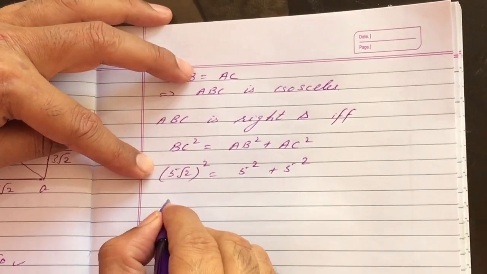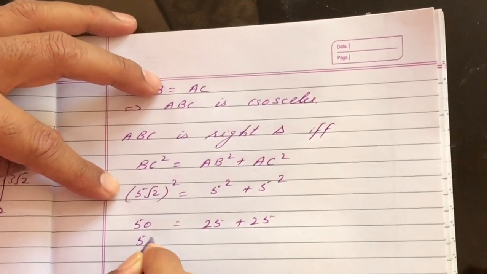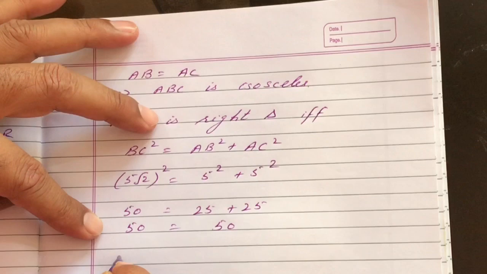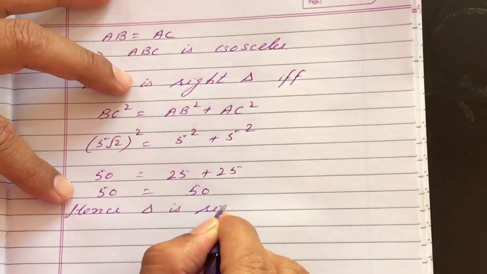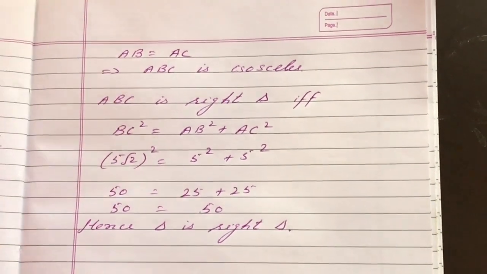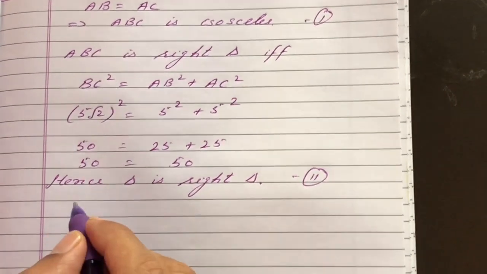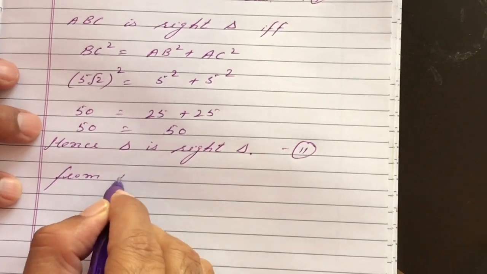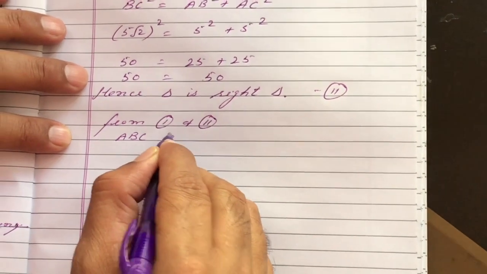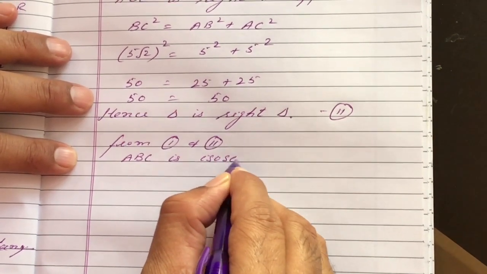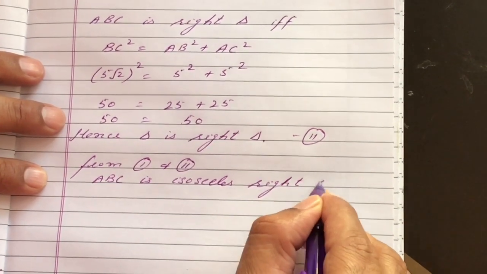5 root 2 square is 50, 25 plus 25, 50 is equal to 50. Hence the triangle is a right angled triangle or right triangle. So from 1 and 2, ABC is an isosceles right triangle.